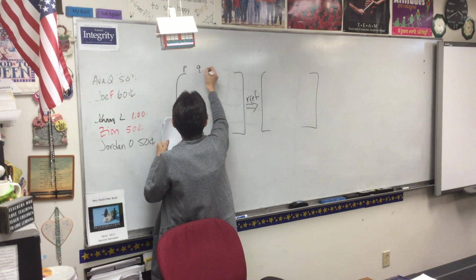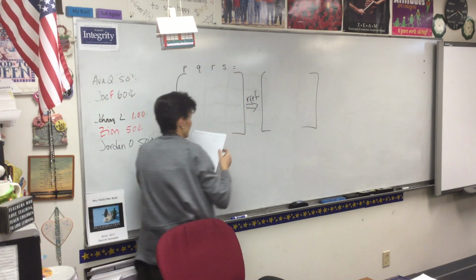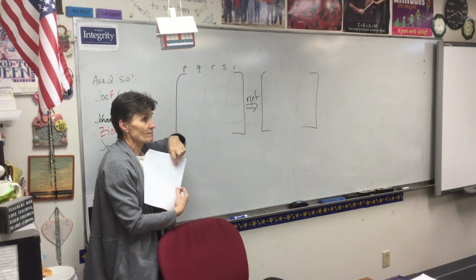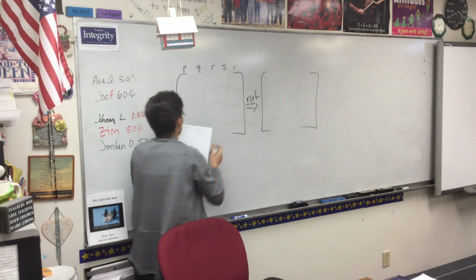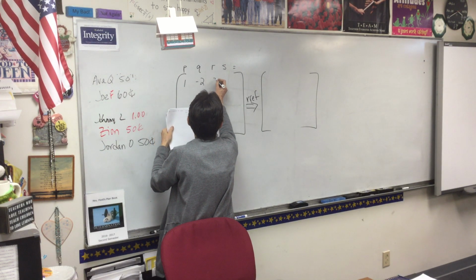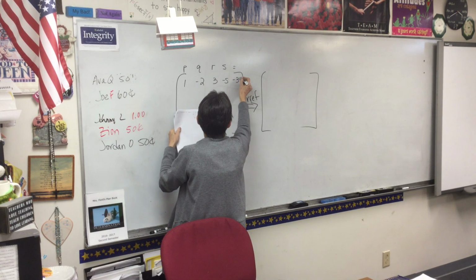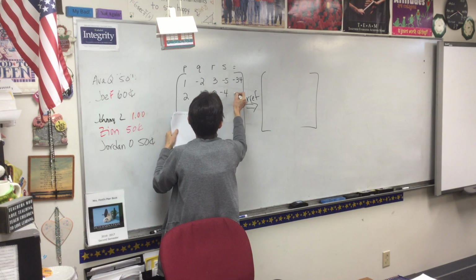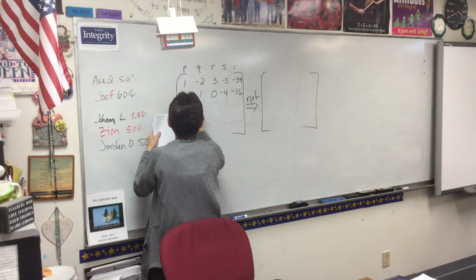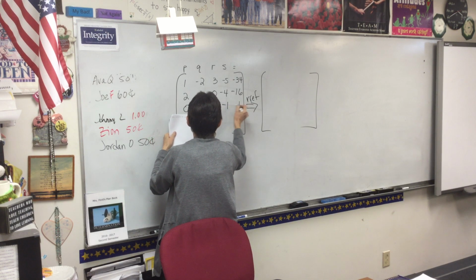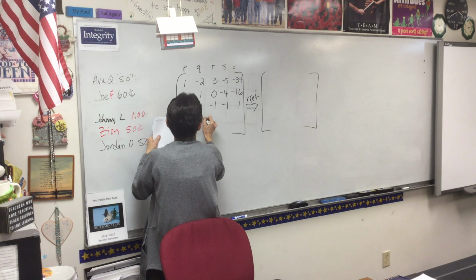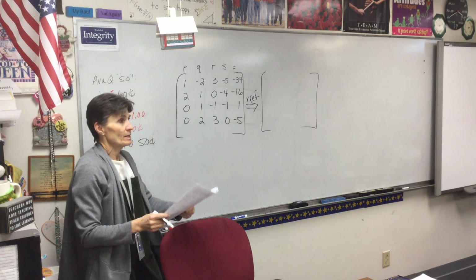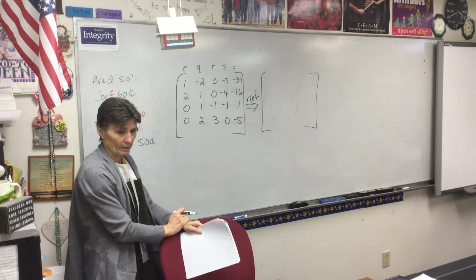So my letters are P, Q, R, and S. And sometimes I find it helpful to actually write those down, because can you see you're gonna have some zeros? Yes. So it might be helpful. So 1, -2, 3, -5, -34, 2, 1, 0, -4, -16, 0, 1, -1, -1, 1, 0, 2, 3, 0, -5. Oh my goodness. We really, really have to be careful, don't we?